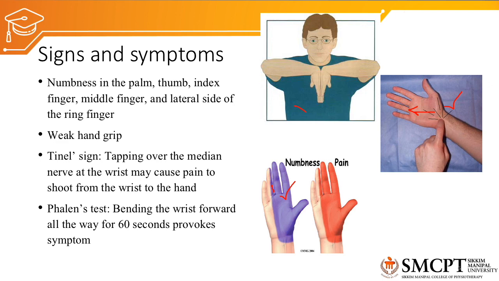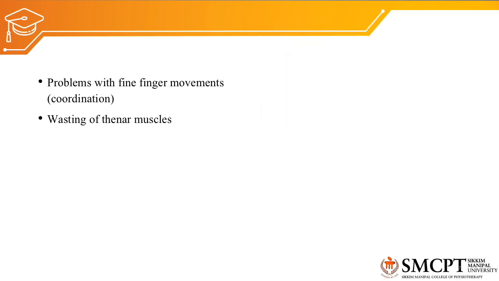Phalen's test is positive, that is, bending the wrist forward and holding it for 60 seconds. This may provoke symptoms like tingling, numbness and pain. Other problems are with fine finger movements or coordination of the fingers and wasting of the thenar muscles.